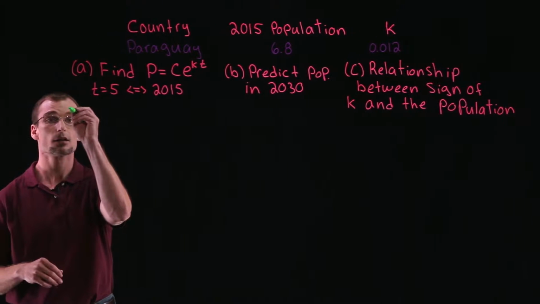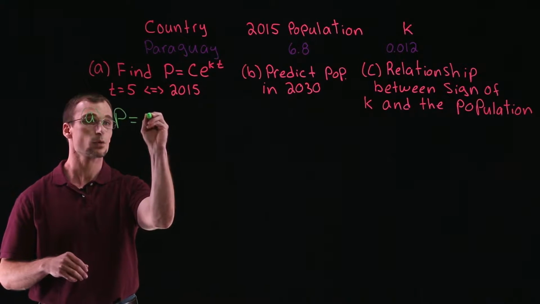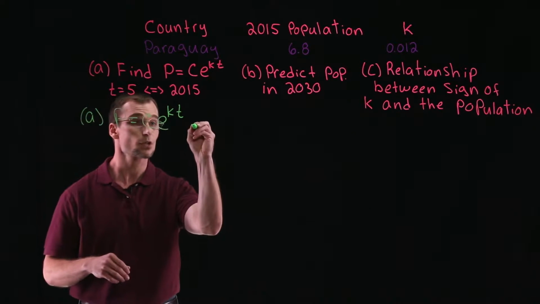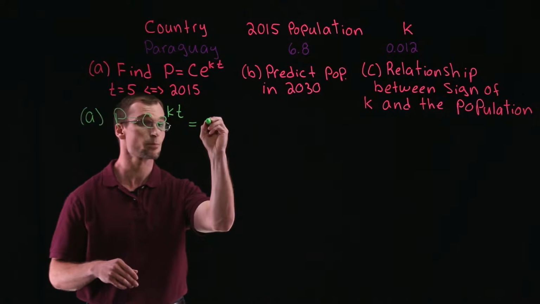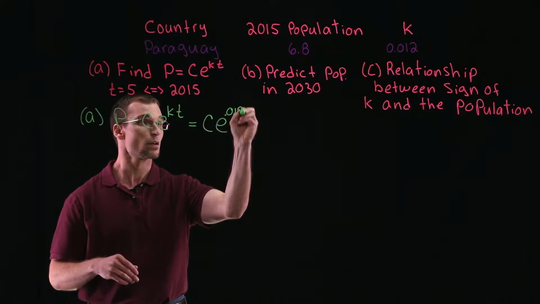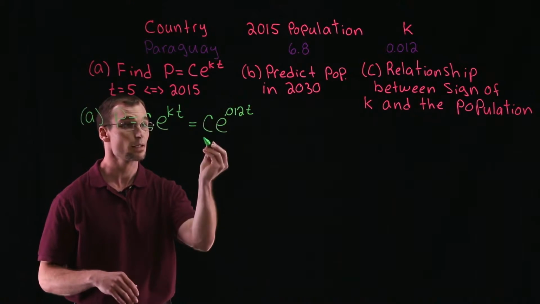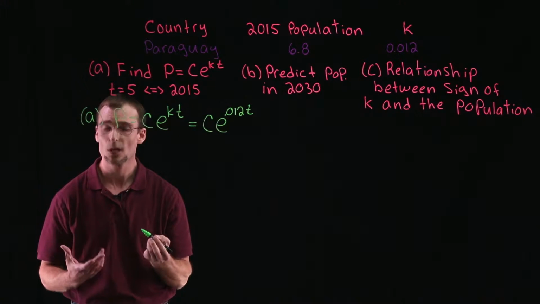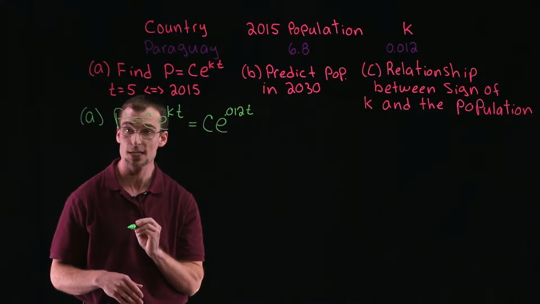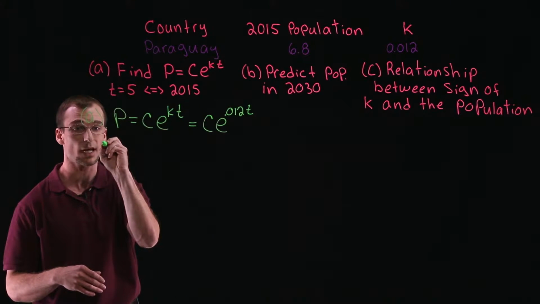So for our model, which we have as P equal to C times e to the kt, we'll start by plugging in what we can. So this is equal to C times e to the 0.012 times t. What we need to find is the value of C. And what do we know? Well, we know that when t is equal to 5, that corresponds to the year 2015, which we know the population as being 6.8.